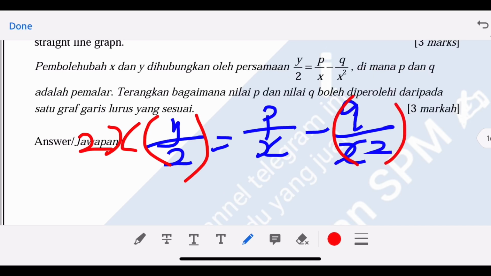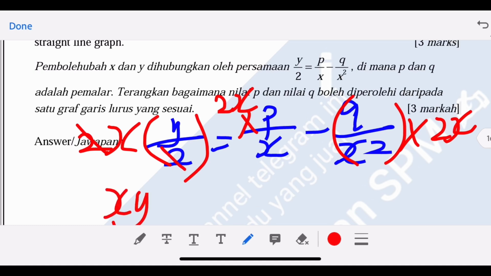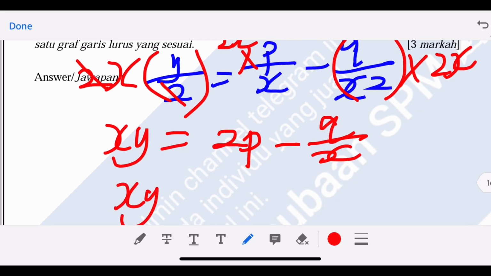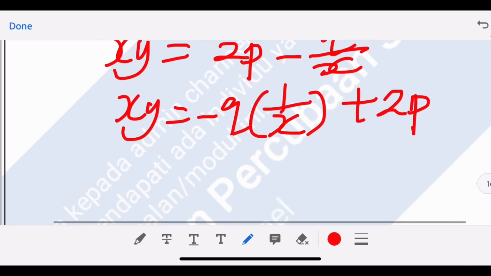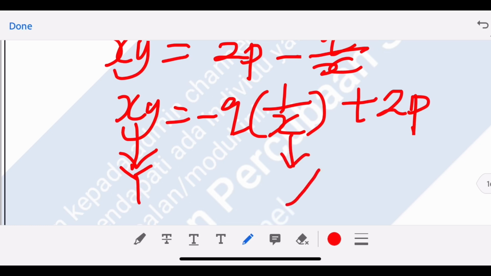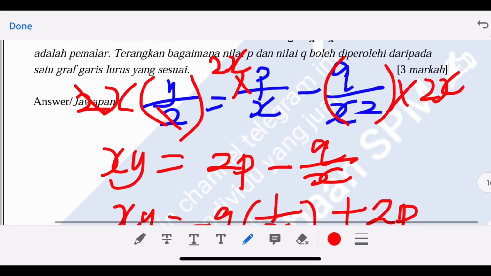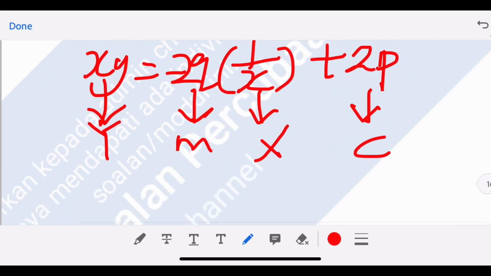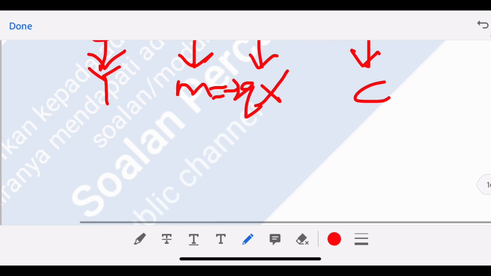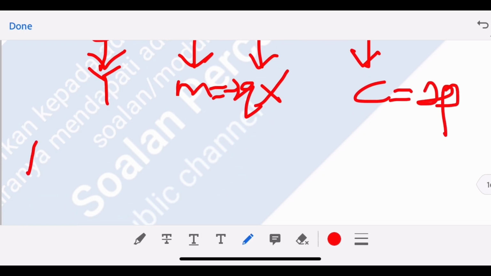I will multiply by 2x because I have the denominator 2. So I multiply by 2x, I will get xy equal to 2p minus 2q over x, right? So you simplify carefully. There's a 2 missing there: 2q over x. So please write down the negative 2q. So xy equals negative 2q times 1 over x plus 2p, meaning that your gradient is negative 2q, and your y-intercept is c, which is 2p. So c is 2p, and your gradient is negative 2q.